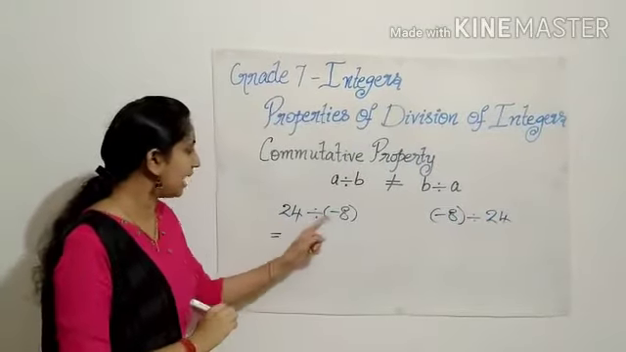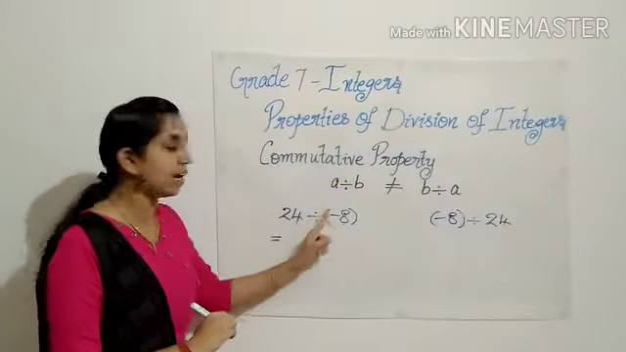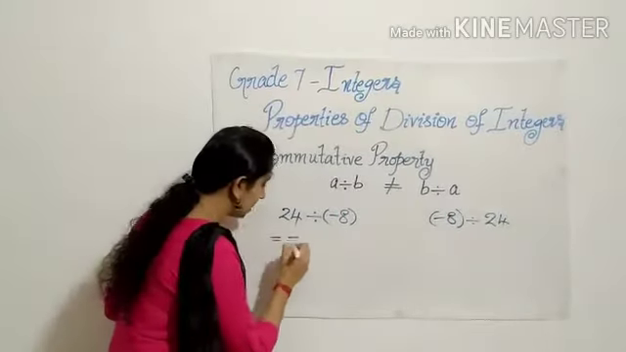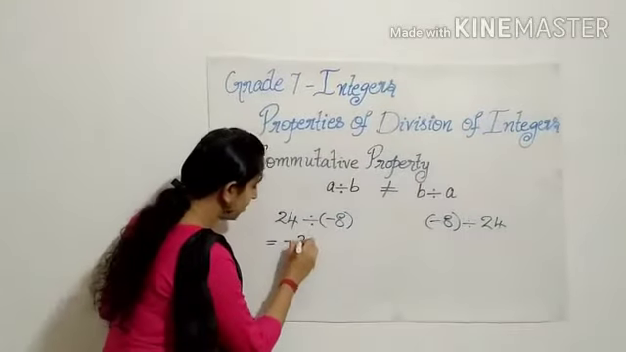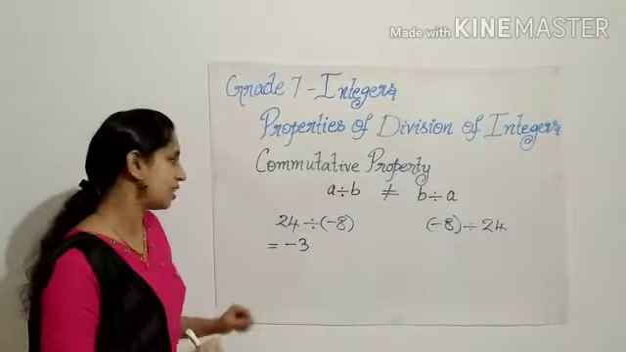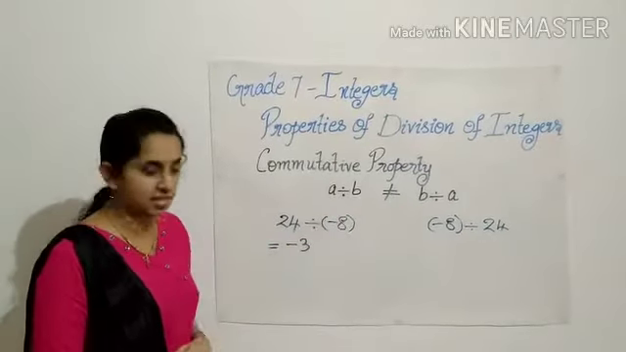Let's check what the answer is. 24 is positive, 8 is negative. So positive divided by negative, it is negative. And 24 divided by 8, you know that it is 3. So the answer here is -3. Let's check what answer comes there. Okay.